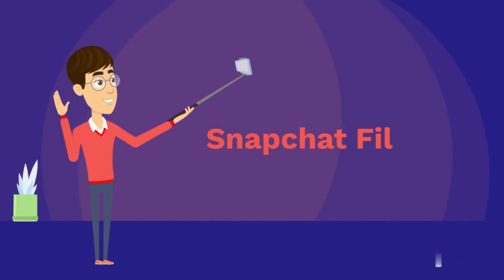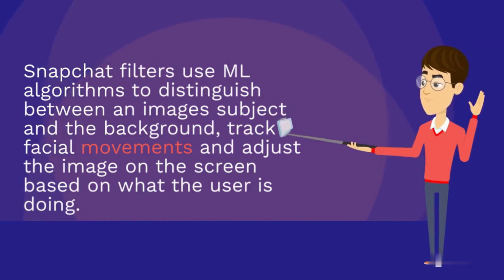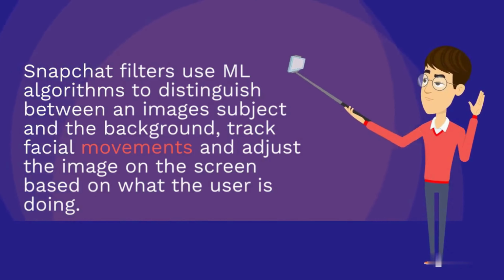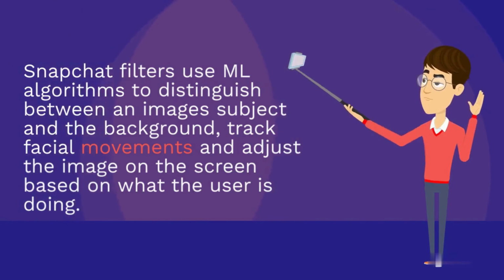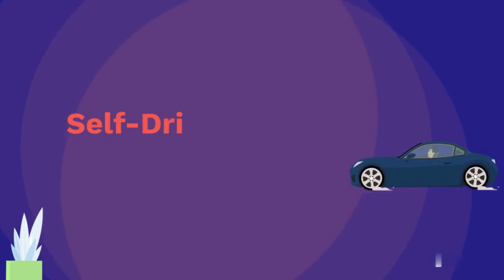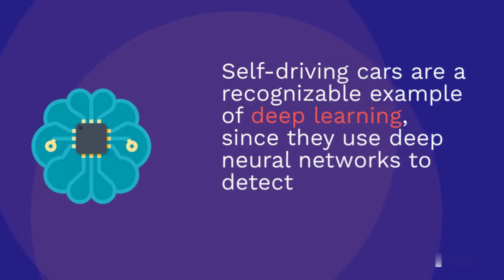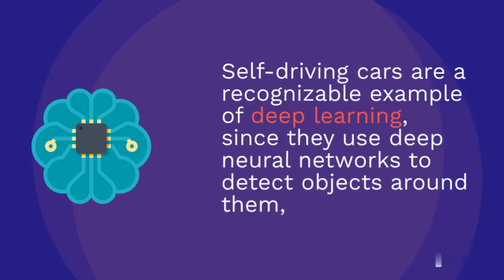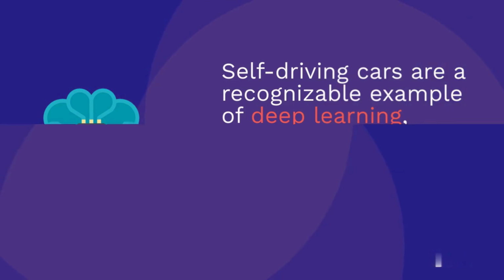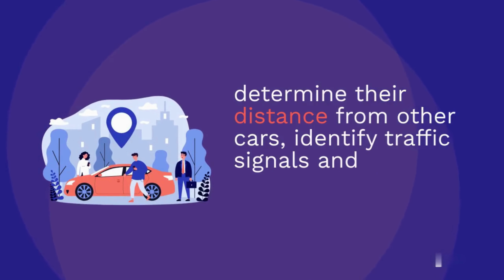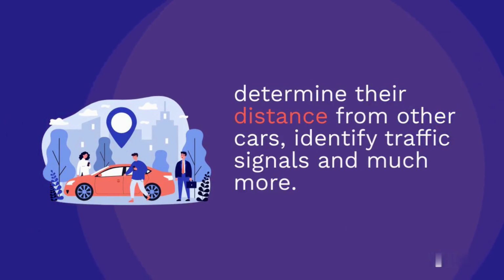Snapchat filters. Snapchat filters use ML algorithms to distinguish between an image's subject and the background, track facial movements and adjust the image on the screen based on what the user is doing. Self-driving cars. Self-driving cars are a recognizable example of deep learning, since they use deep neural networks to detect objects around them, determine their distance from other cars, identify traffic signals and much more.